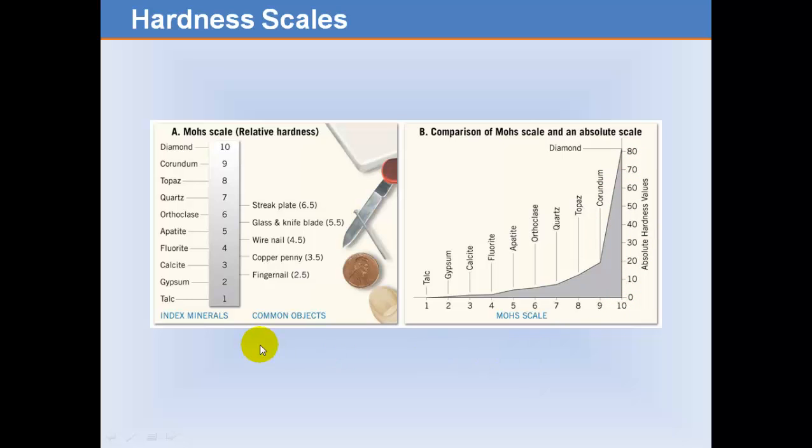So we compare our minerals with simple tools when we're in the field. We don't have to carry a diamond and corundum crystal, topaz, quartz, all those in our pocket.